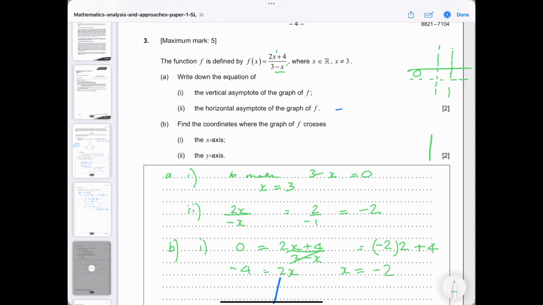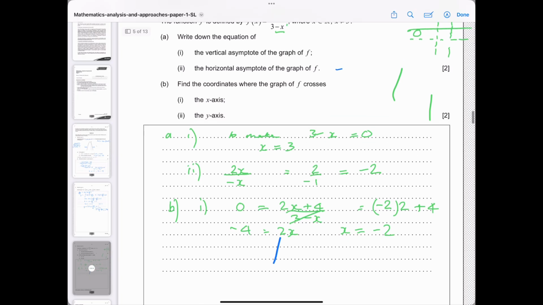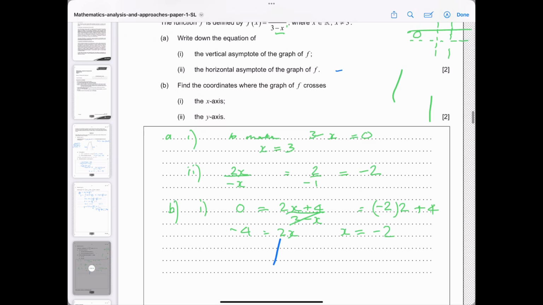And finally, the y-axis. The second part of that would be 2x plus 4 over 3 minus x, and that would mean that when x is 0, it would be plus 4 over 3, which equals 4/3. And so that's where it crosses the y-axis.